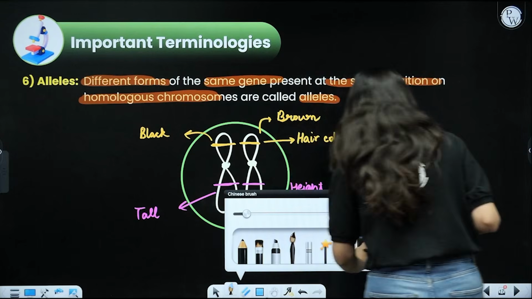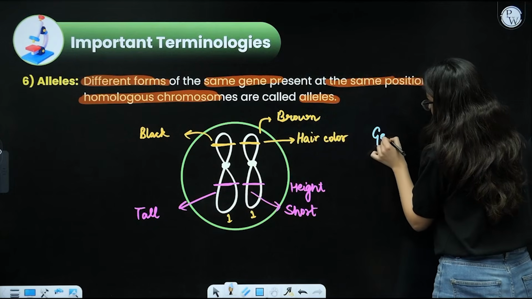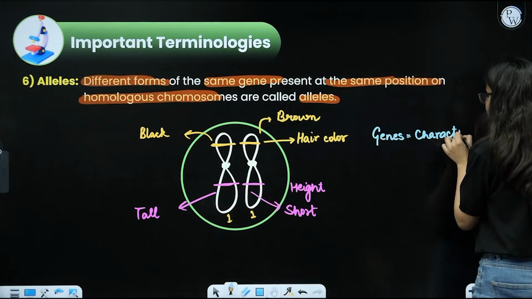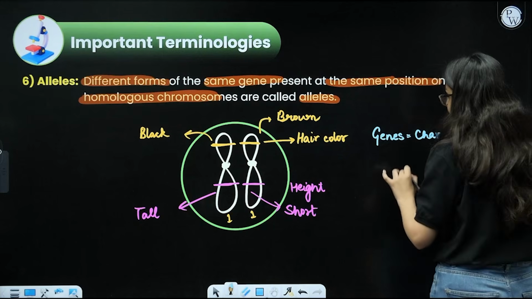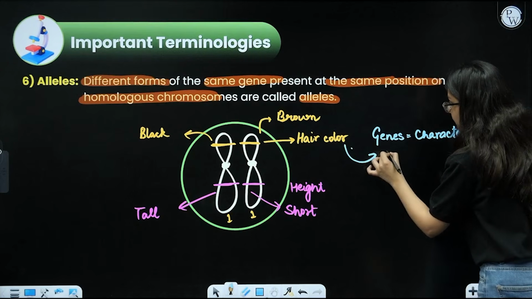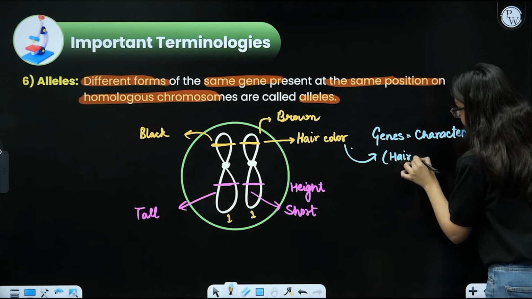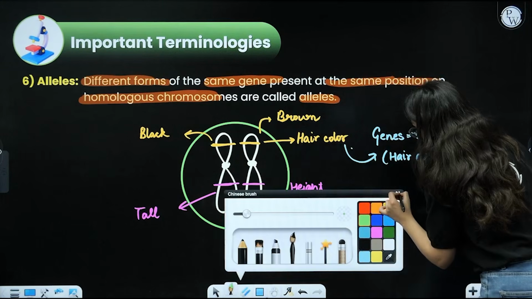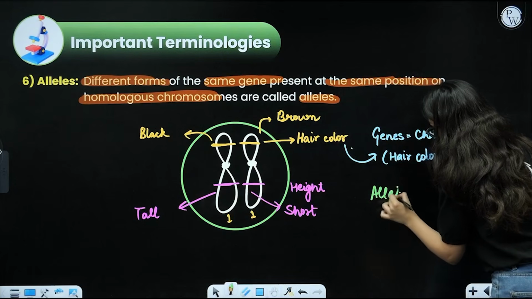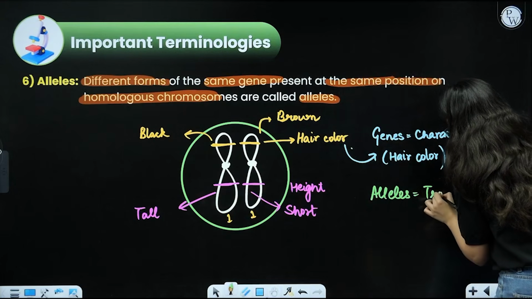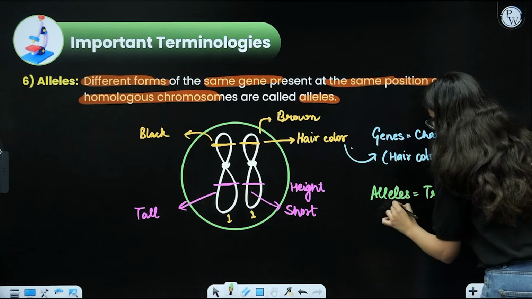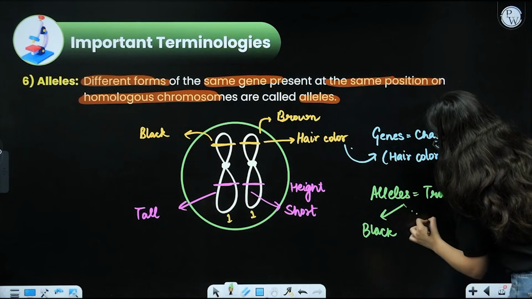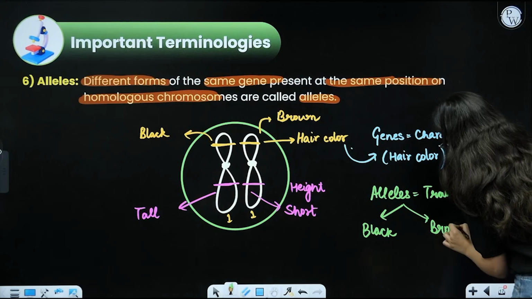Let us also write, as you know, genes control a character. Got my point? For example, over here, the gene is controlling hair color. But alleles control traits. Alleles control traits. For example, hair color also has a trait of black hair color or brown hair color. I hope everything is clear to you now.